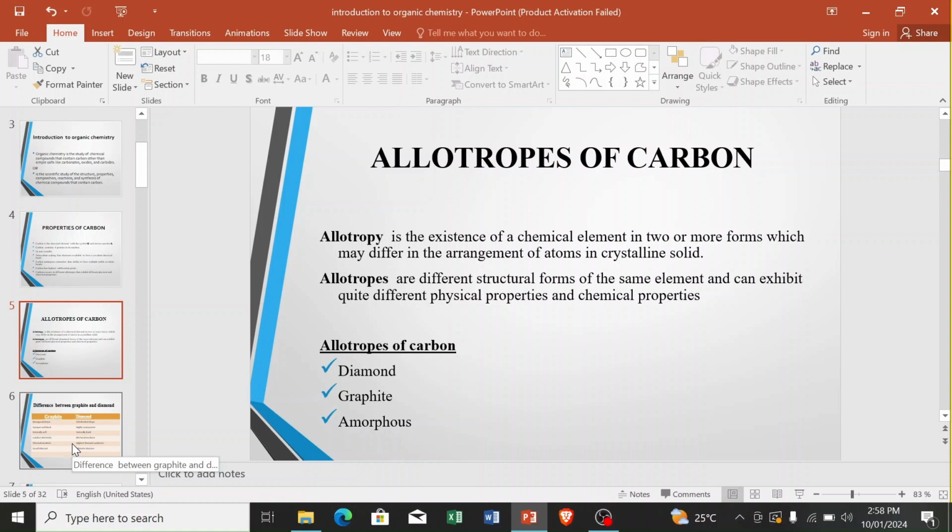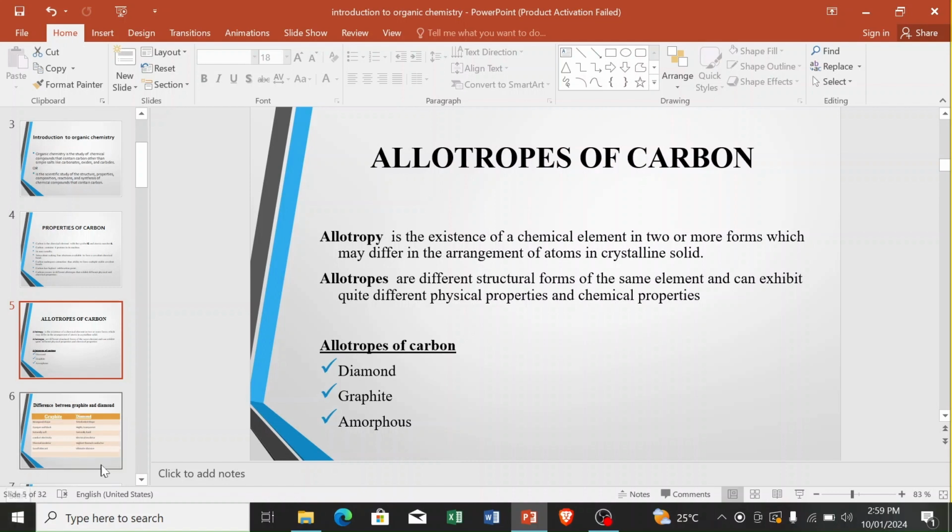So allotropes of carbon. Allotrope is the existence of a chemical element in 2 or more forms, which may differ in the arrangement of atoms in a crystalline solid. Allotropes are different structural forms of the same element that can exhibit quite different physical properties and chemical properties. So we have 3 allotropes of carbon. We have diamond, graphite, and amorphous.